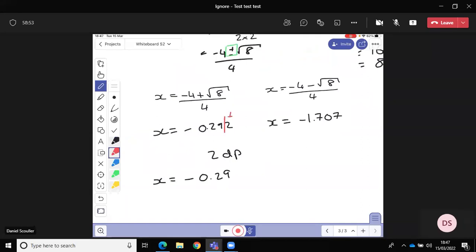If that last number, that third decimal place, is 5 or above, we round up. If it's below 5, then we keep that second number as is. So x is equal to negative 1.7, again doing the same process. What's that third number? It's above 5, so that number before it rounds up, and we get negative 1.71. Okay, so we've found the two roots. So that's how you use that equation.